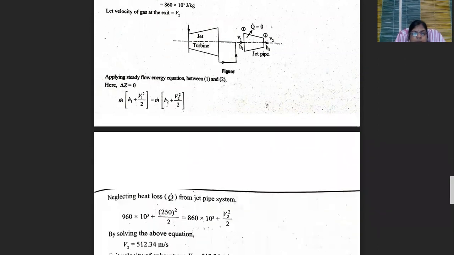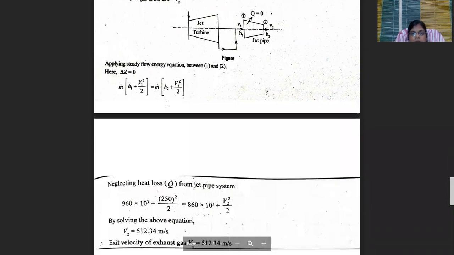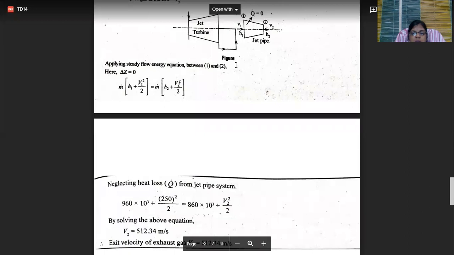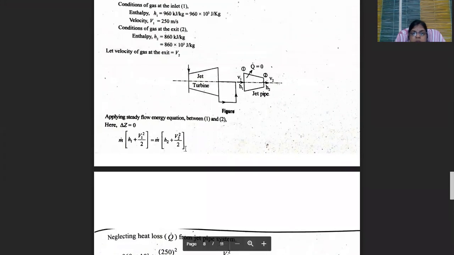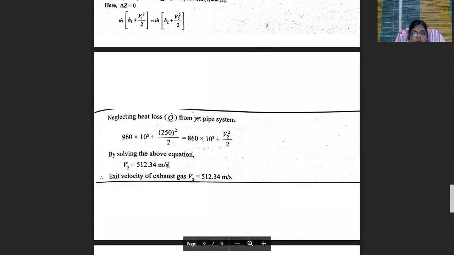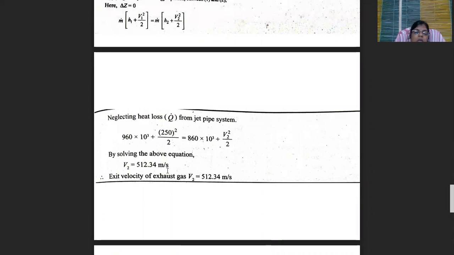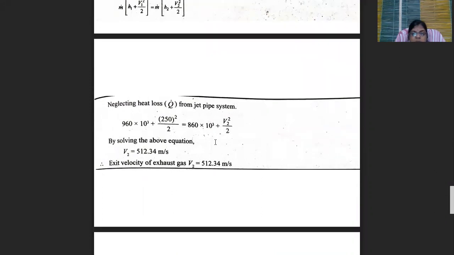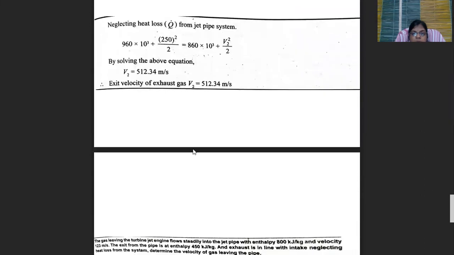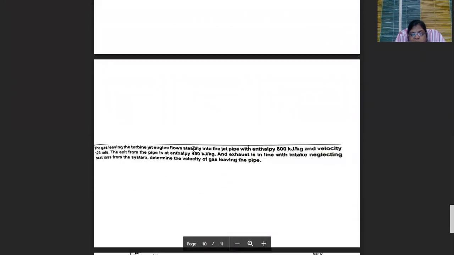And next, neglecting heat loss from the jet pipe system, so here in this jet pipe system we neglect heat loss, so q is equal to 0. So this is the jet turbine and this is the jet pipe. Put all the values here, and by solving the above equation we get v2 is equal to 512.34 meter per second. So that is the velocity in the jet pipe, the exact velocity of the gas, v2 is equal to 512.34 meter per second.